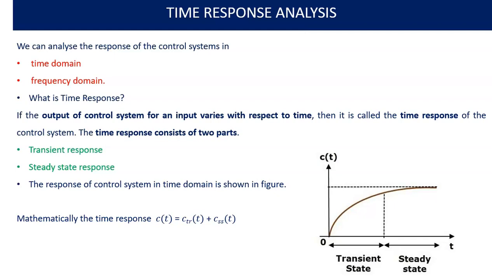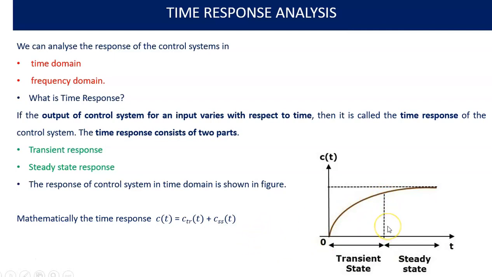And what is time response? The response of the system with respect to time. The response of the system C of t with respect to time is called time response. It has got two parts, transient part and steady state part. And what is transient response? By transient response we mean that which goes from initial state to the final state.